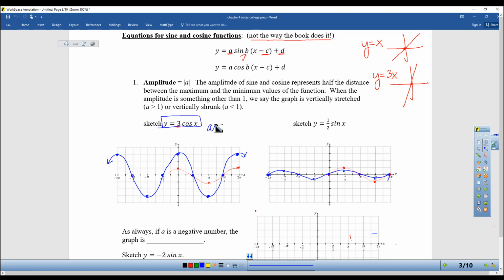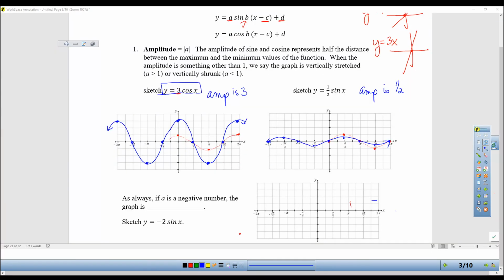So the amplitude is 3. The amplitude is 1 half. Normally the amplitude is 1. That's how high and how low it goes. As I'm hoping, after these many months in precalculus, you know that if a is a negative number, the graph is flipped.